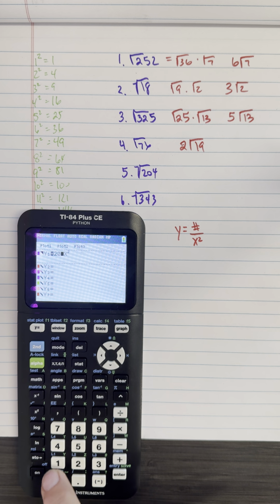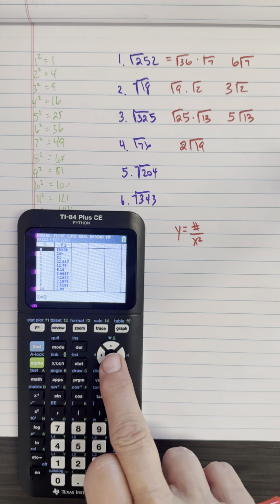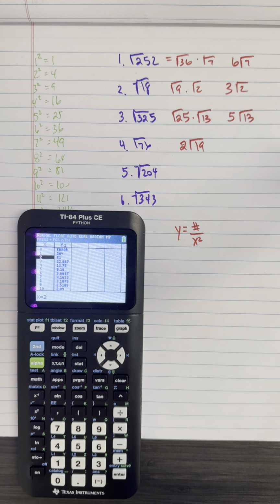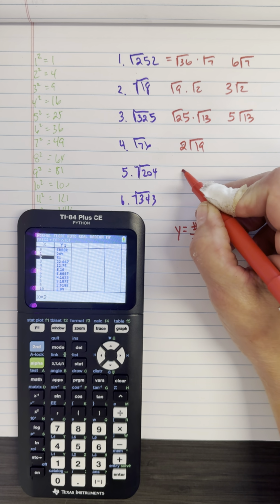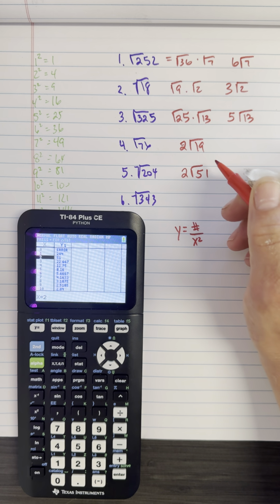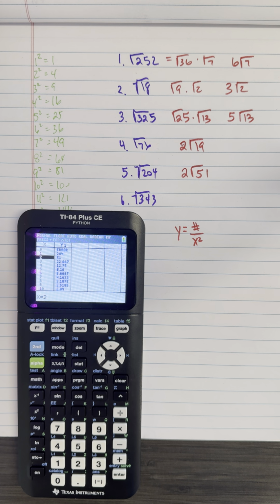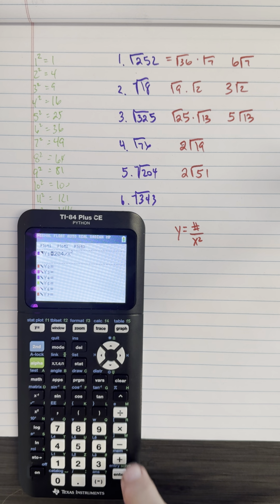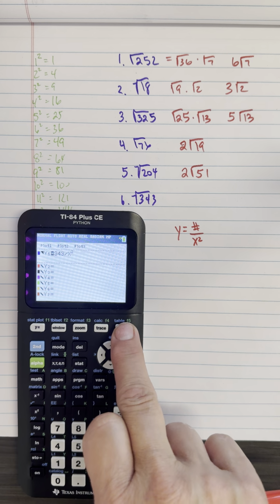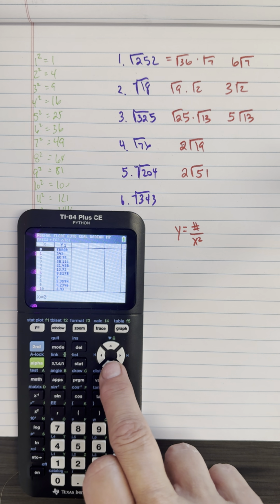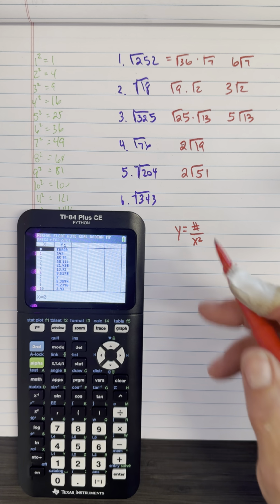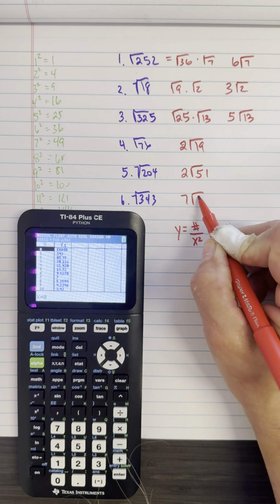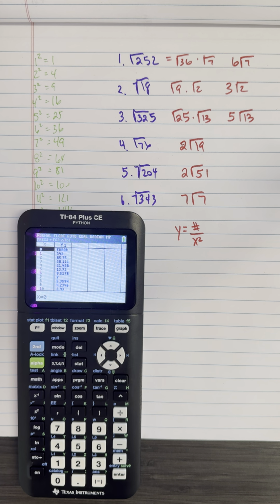204. And second insert the 4. And 51 again is a prime number. So 2 on the square root of 51. So 4 is the largest perfect square in 204. 343. And 7 and 7. So 7 on the square root of 7. So 49 went into 343.